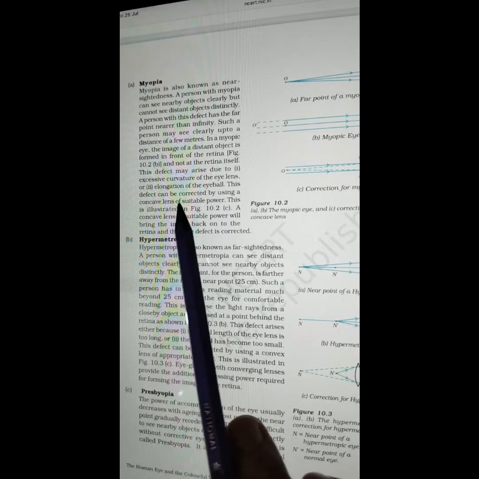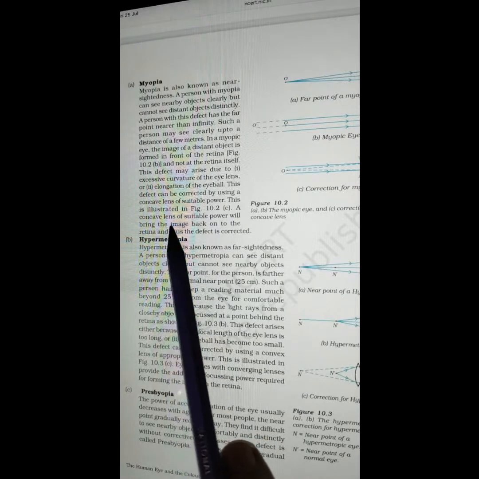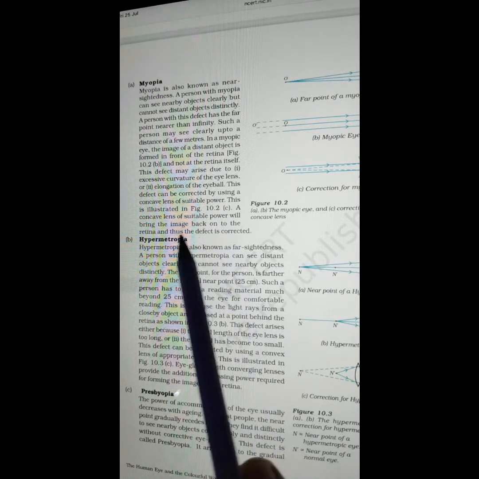This defect can be corrected by using a concave lens of suitable power. This is illustrated in figure 10.2c. A concave lens of suitable power will bring the image back onto the retina and thus the defect is corrected.